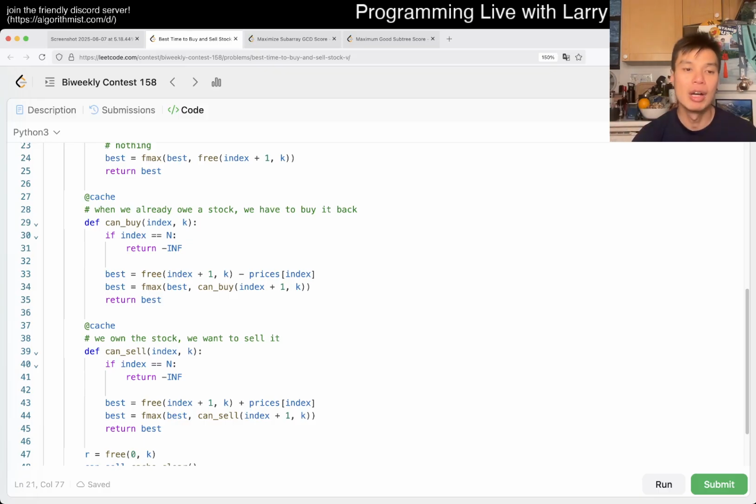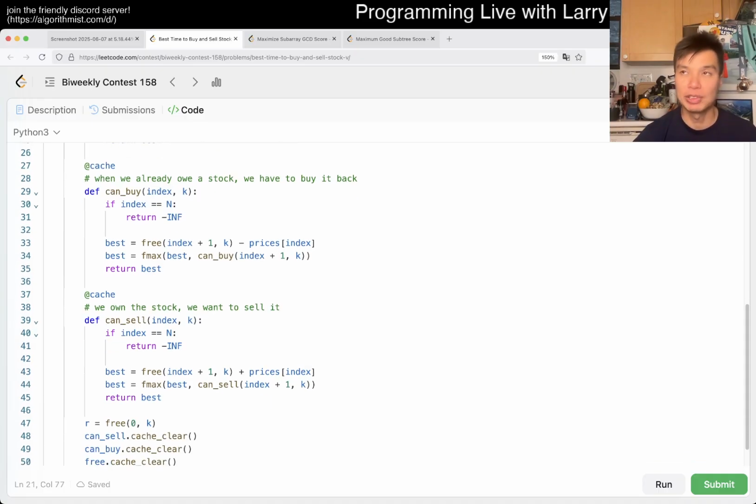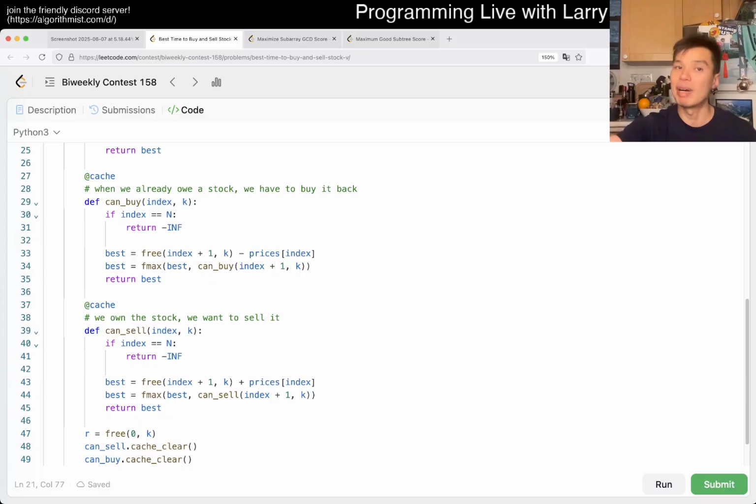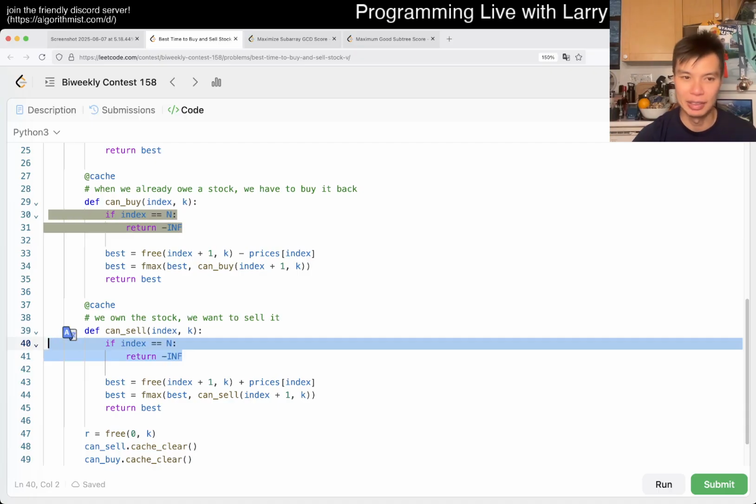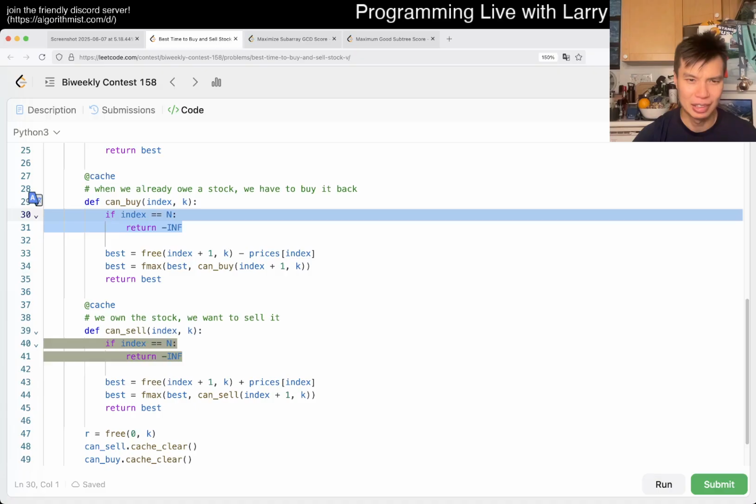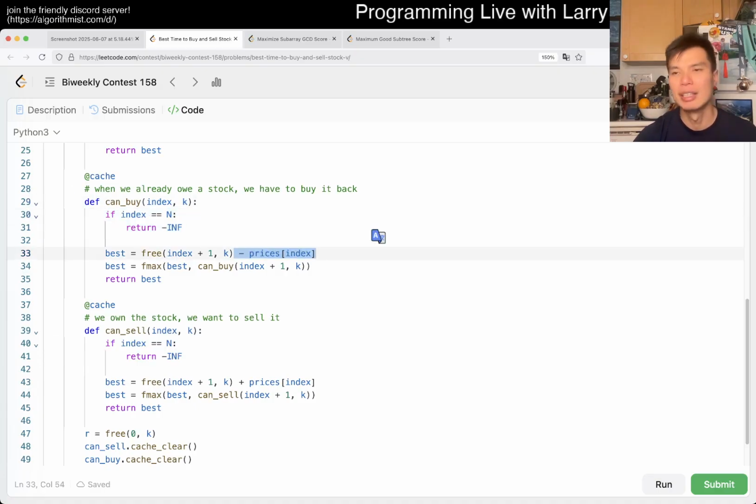But when it comes to short selling, you have to be a little bit careful because you could short a stock to get the money up front and then buy it back in the future. So if you short and then don't buy it back, that's actually always better than buying it back, right? So you have to change your base case to accommodate for it. That's why I have this negative infinity here, and I guess here, but I forget which one. Oh, this one's the more important one because you have to buy it back. And that's it.